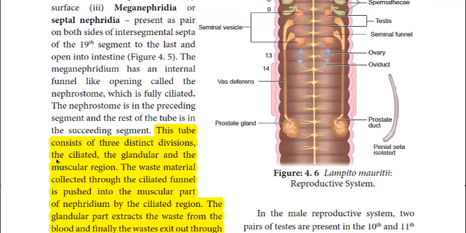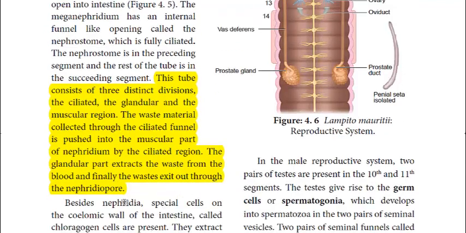This tube consists of 3 distinct divisions: ciliated, glandular, and muscular region. So first, where does it start? The waste material collected through the ciliated funnel is pushed into the muscular part, and finally it is moved to the glandular part, which extracts the waste. In the glandular part the waste material is extracted from the blood, and finally the waste exits through the nephridiospore.